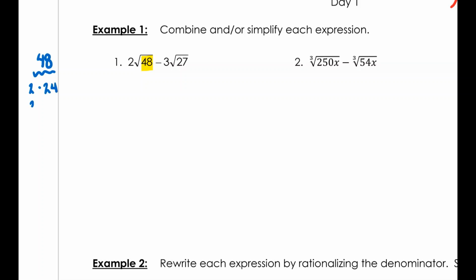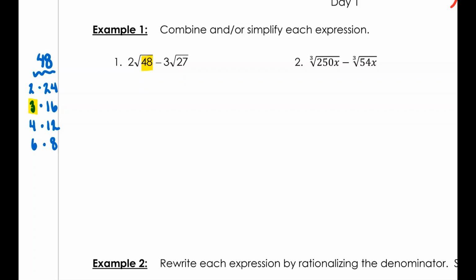Another factorization would be 3 and 16, 4 and 12. Let's see, do I have any more? Oh yeah, 6 and 8. So the question is, which one do I want to use? Because any one of those will produce a product of 48.